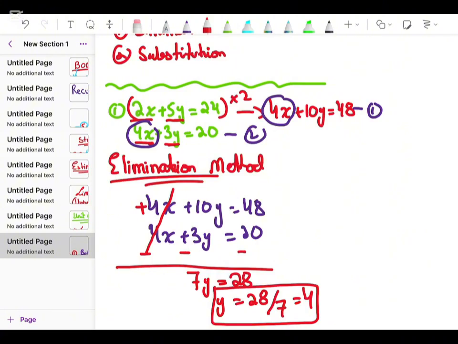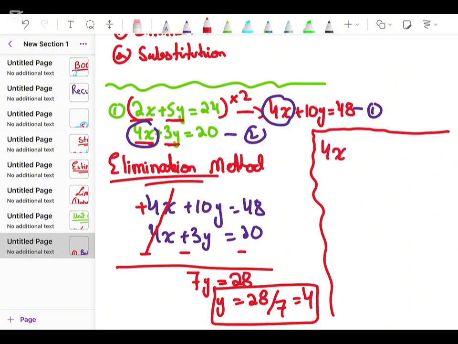So we got the value of y. Now how will we get the value of x? We have to put the value of y in any one of the equations. We have two equations, so we put the value of y in any one of them and we will get the value of x. I am putting the value of y in equation number 2.